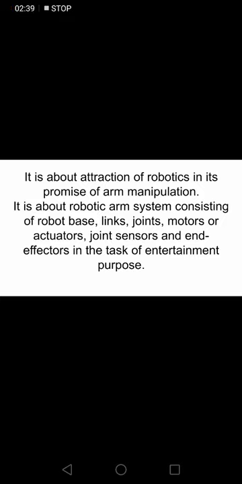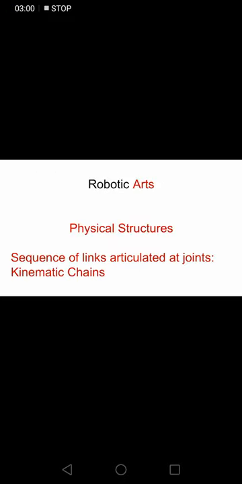It is about the attraction of robots and their promise of arm manipulation. It is about a robotic arm system consisting of robot base, legs, joints, motors or actuators, joint sensors and hand effectors in the task of entertainment purpose. Next slide. Robotic act is all about physical structures, a sequence of links articulated at joints, kinetic chains to be precise. Next slide.